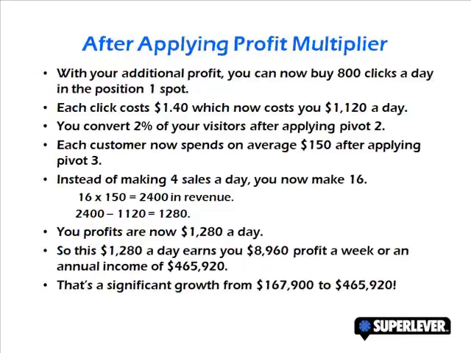With your additional profit, you can now buy 800 clicks a day in the position 1 spot. Each click costs $1.40, which now costs you $1,120 a day. You convert 2% of your visitors after applying pivot 2. Each customer now spends on average $150 after applying pivot 3. Instead of making 4 sales a day, you now make 16.